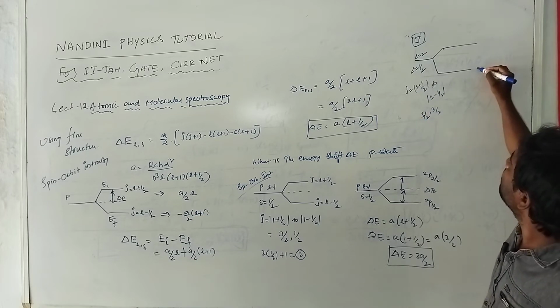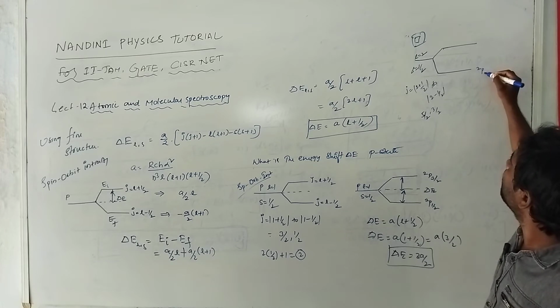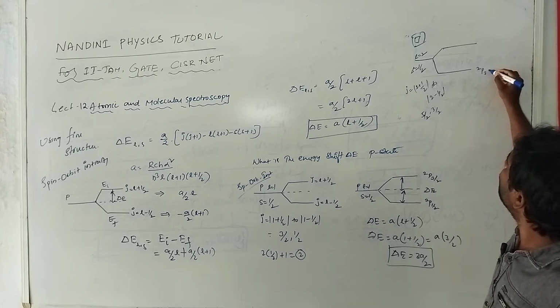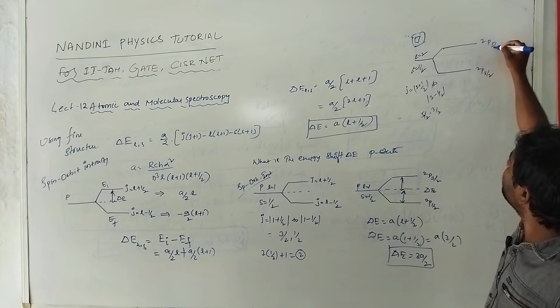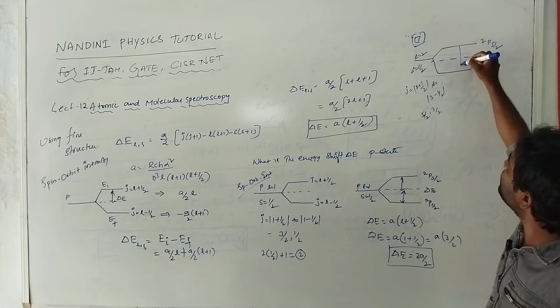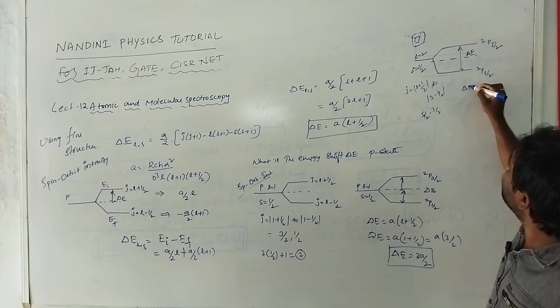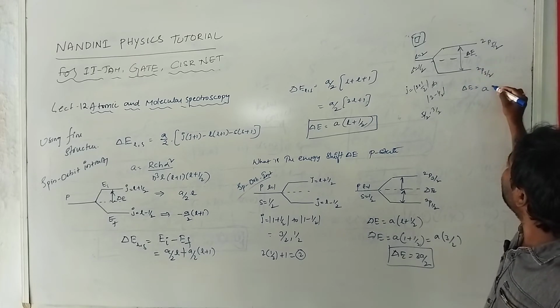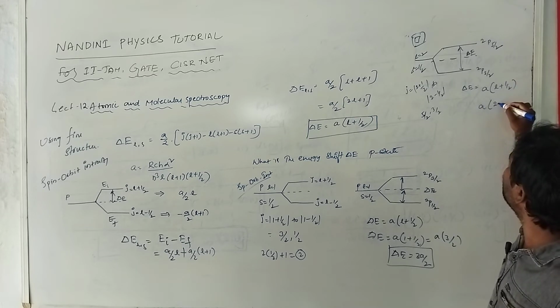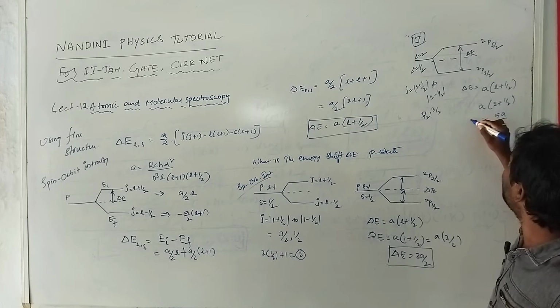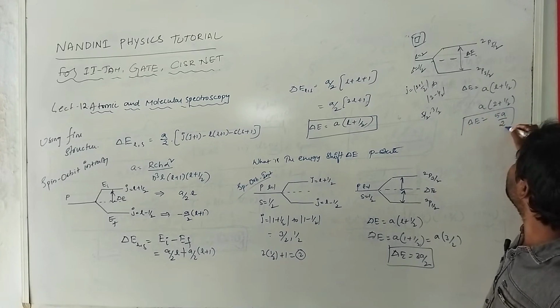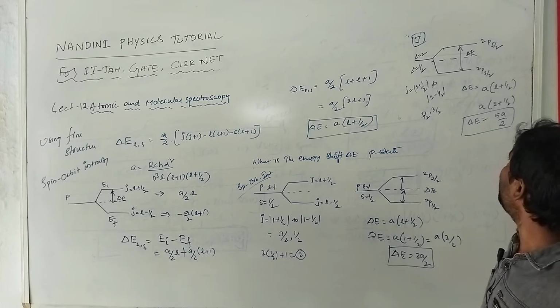This is 2D 3 by 2 to 2D 5 by 2. In between we have the energy shift, that is called delta E. Using this formula, delta E is equal to A times of L plus 1 by 2. So A into, what is the L value? 2 plus 1 by 2. So you will get 5A by 2. So the energy shift delta E in D state is 5A divided by 2.